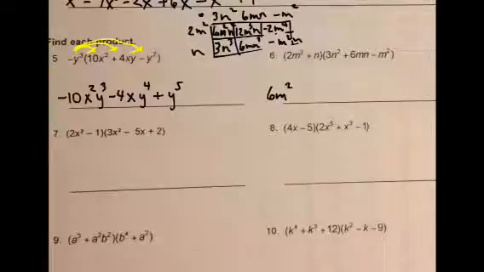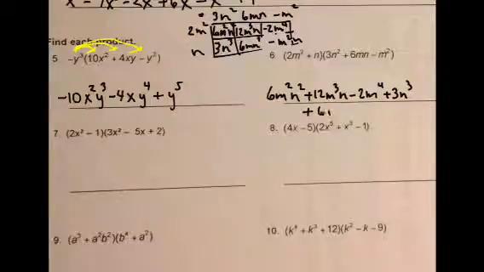6m squared n squared plus 12m cubed n minus 2m to the fourth plus 3n cubed plus 6mn squared minus m squared n. So no like terms. Okay, number 7.